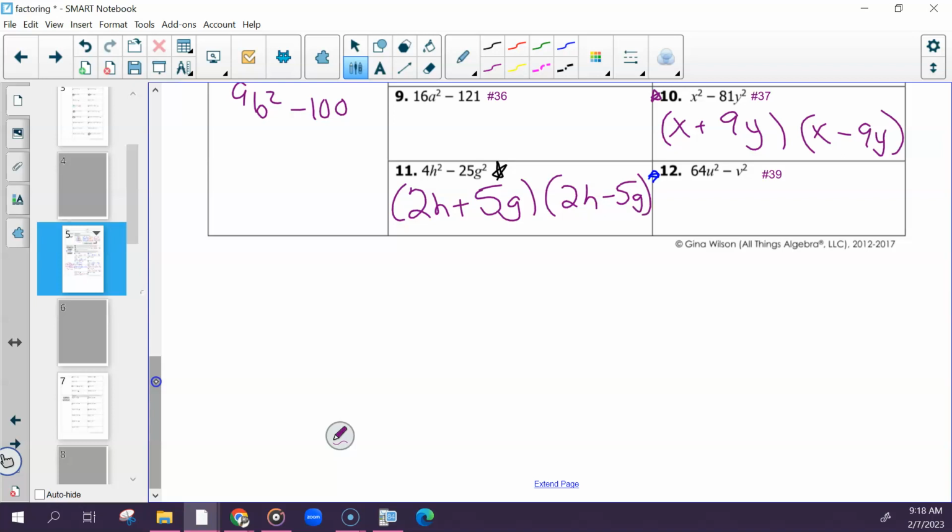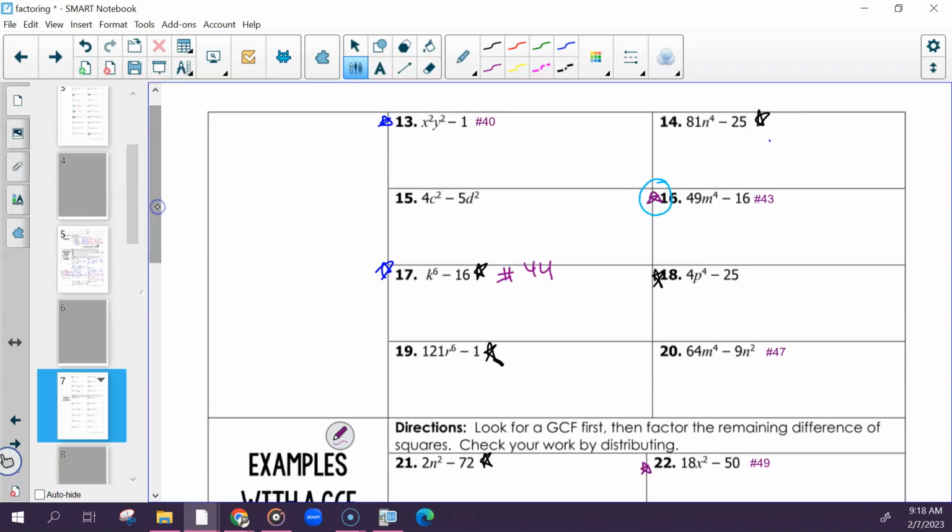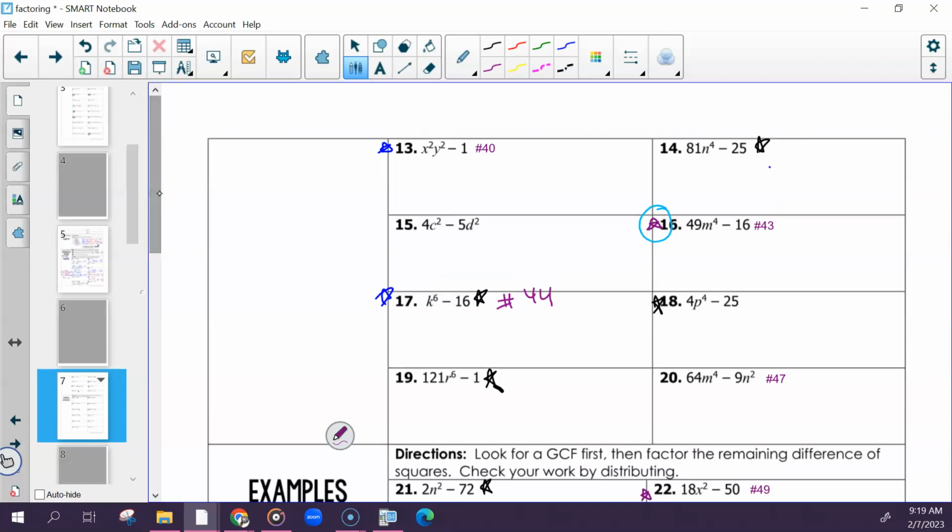Okay. Questions about this process so far? We're going to do some harder ones. Okay, on the back. Let's start with 13. Same process. What would your factors be?